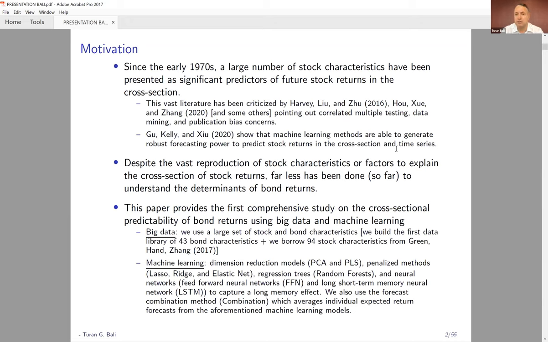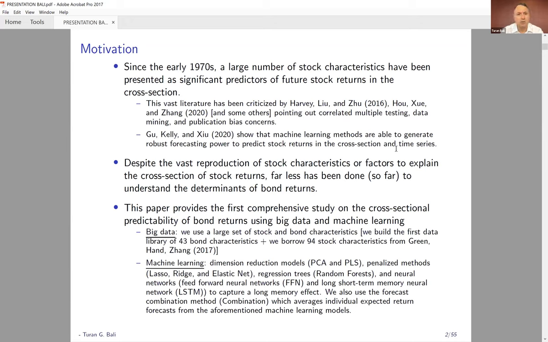We have a total of 43 bond characteristics relying on past studies and some new characteristics we develop in this paper. So we are going to use both bond characteristics and stock characteristics and predict future stock returns and bond returns, although our objective is to investigate the predictability of bond returns. We are trying to disentangle the sources of return predictability for bonds and equities.